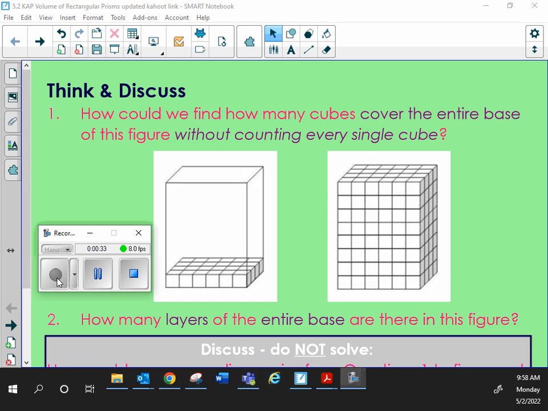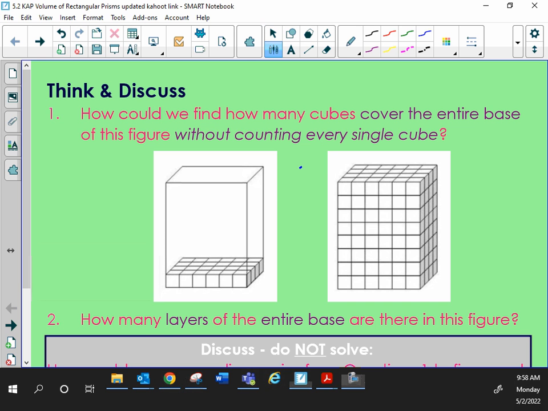So thinking about this first, how can we find how many cubes are in the base of this figure right here without just sitting there and counting? How could I figure that out? Dylan, how would you? Multiplication. And multiply what? The up and the down. Also known as the base and the height. Okay, so that would give you how many cubes. Are we good with that?